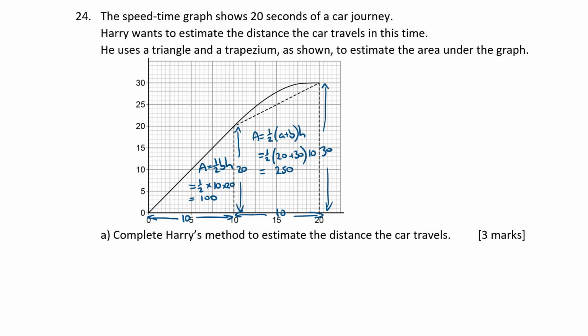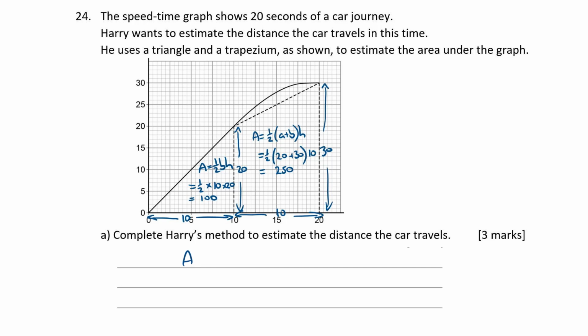Okay, so my total area under the curve is going to be the area of the triangle plus the area of the trapezium, which is 100 plus 250, which is 350. And the units must be what we've got, meters per second and seconds, so that must come out to be meters then. 350 meters.